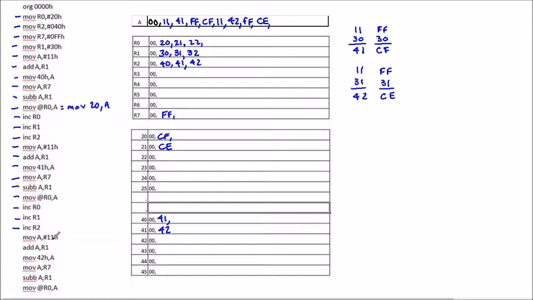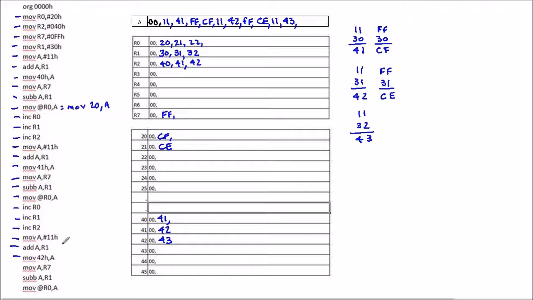We're going to move the literal value 11 into the accumulator, so we're going to put 11 in here. We're going to add the contents of R1 to the contents of the accumulator. So the contents of the accumulator is 11. We're going to add to that the contents of R1, which is 32. 1 plus 2 is 3. 1 plus 3 is 4. So the accumulator is going to have 43 in it. We're going to move the contents of the accumulator to memory location 42. So the 43 that's in the accumulator is going to move to memory location 42.